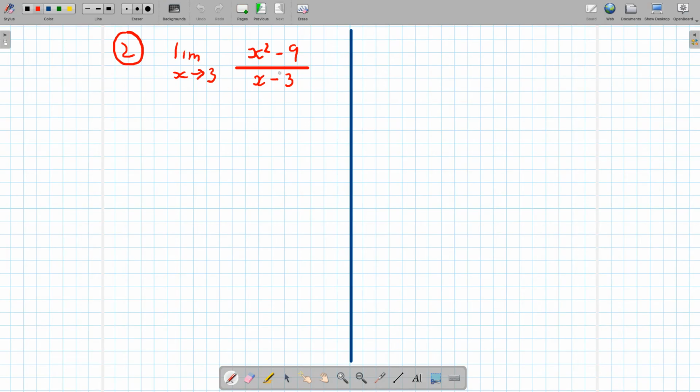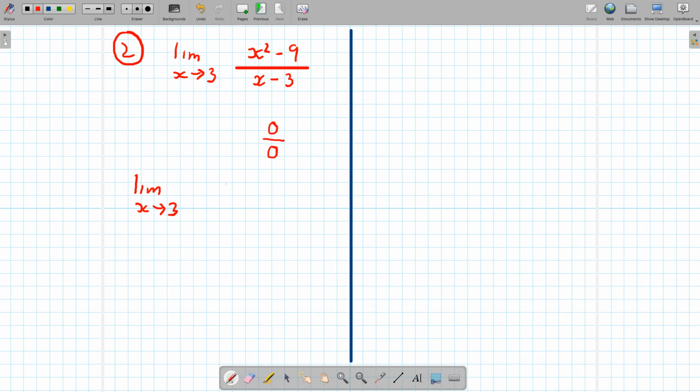Now, I'm going to do this in two ways. First of all, I'm going to do this with L'Hopital's, because if I put in 3, you're going to get a 0 over the top and a 0 on the bottom. So we think we're going to use L'Hopital's. So we use L'Hopital's, we put in our limit, x is going towards 3.